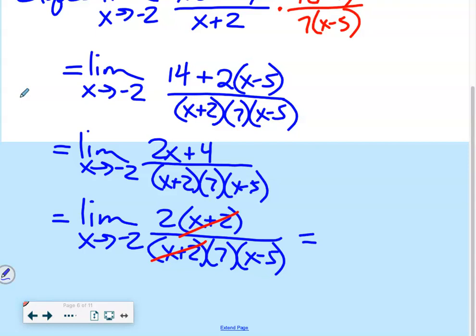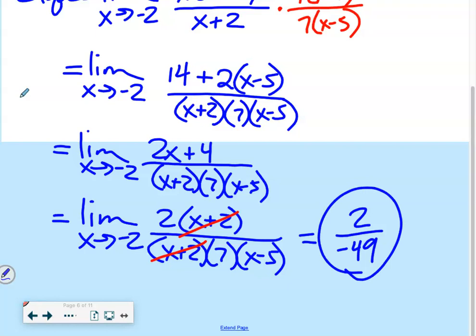When I plug a negative 2 into the number 2, what do I get? 2. There's no x there, right? It's just 2. All right. On the bottom, I get 7 times negative 2 minus 5, right? So 7 times negative 7, so negative 49. So my slope is negative 2 over 49.